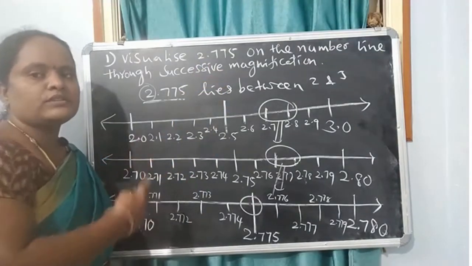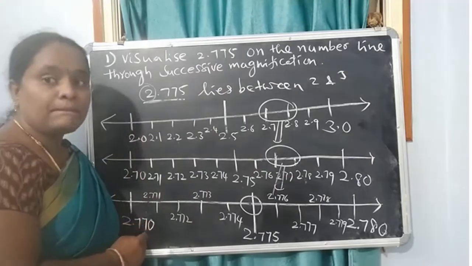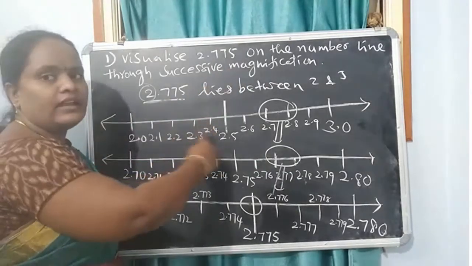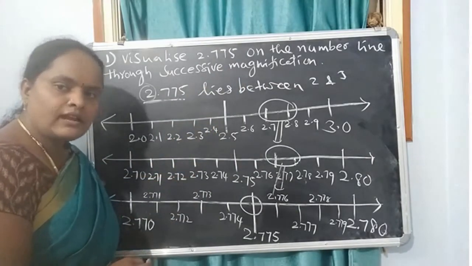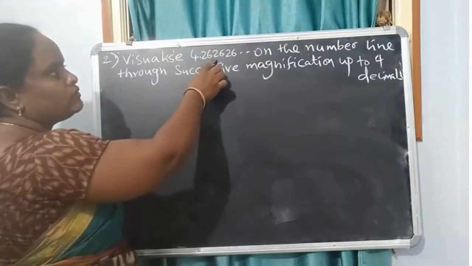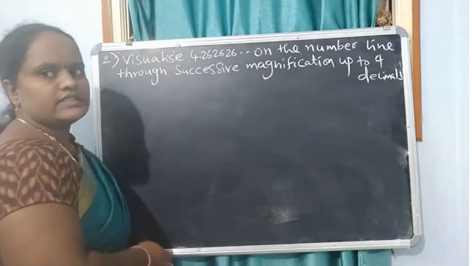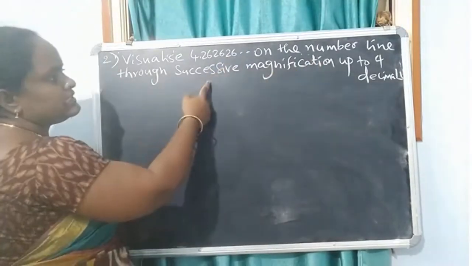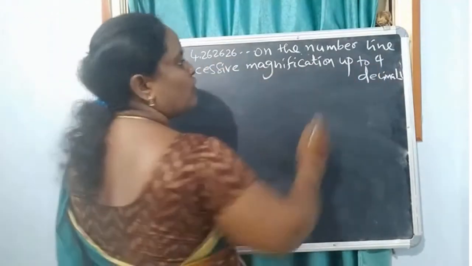This process of visualization of representation of decimals on the number line through a magnifying glass is called successive magnification. Visualize 4.262626 and so on, which is a repeating decimal, on the number line through successive magnification up to 4 decimal places.